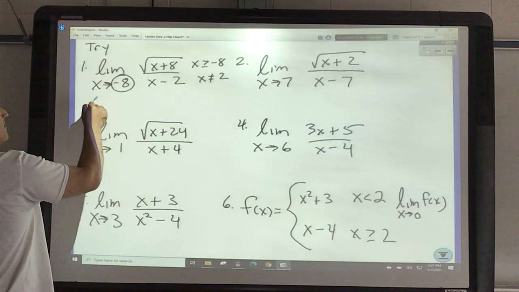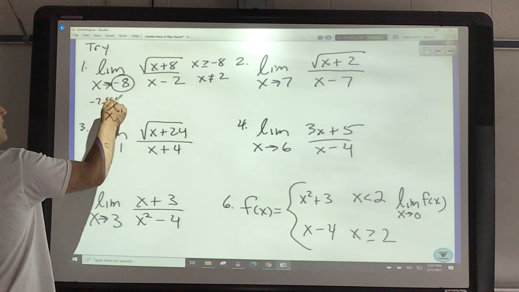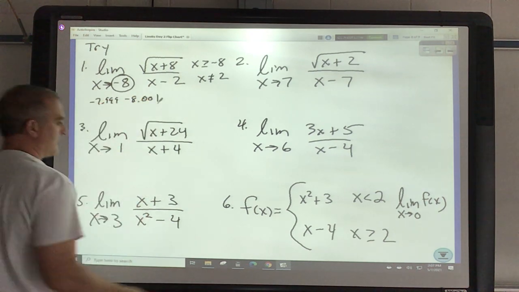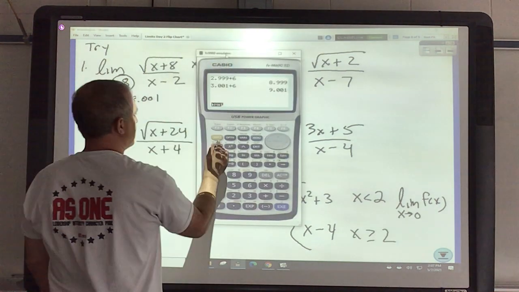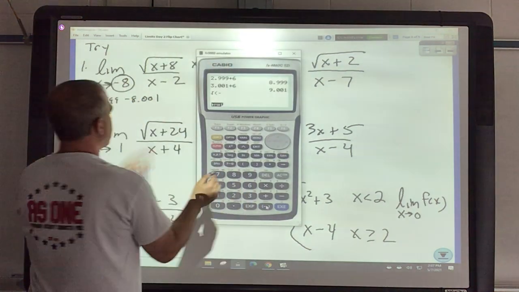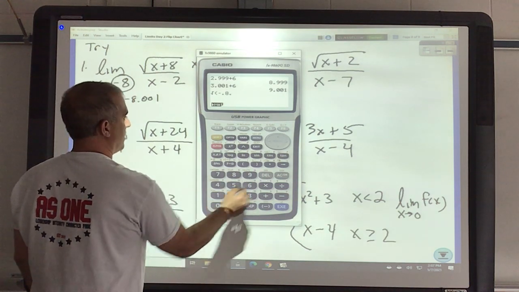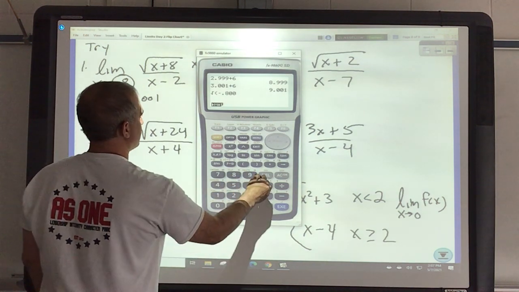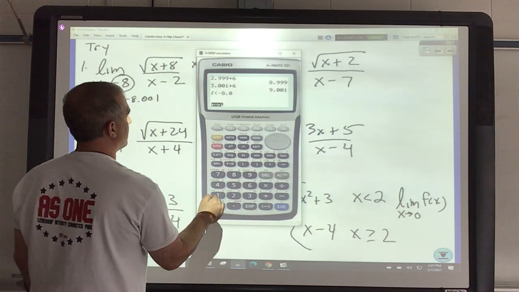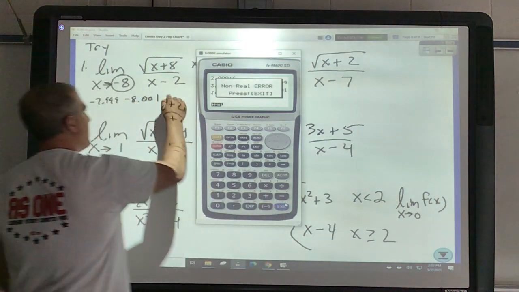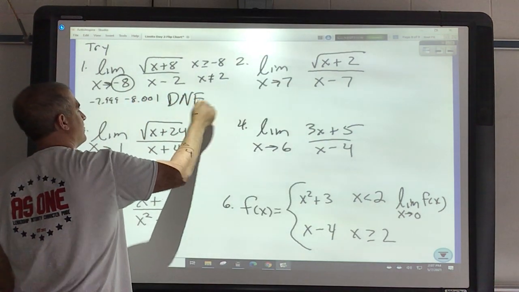Okay. So if I check the limit, negative 0.799, that's not going to be the issue. What's going to be the issue is the negative 0.081. Why? When I take that square root, forgetting about the bottom part, all right, I got 8.001 plus 8. Watch what happens. I get that error. So this one's a do not exist.